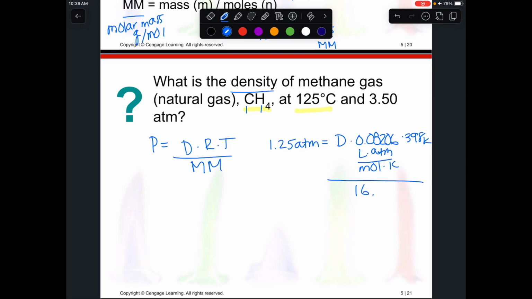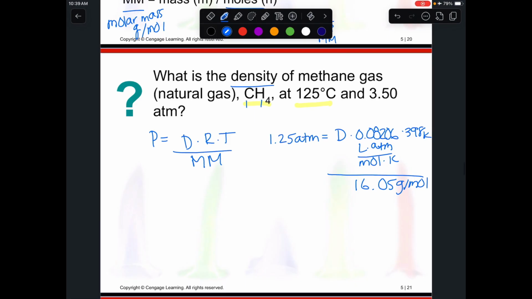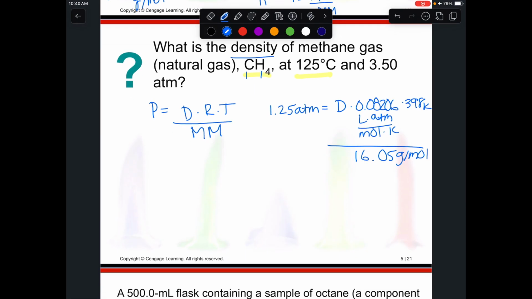And that gets me 16.05 grams per mole. All right, now I'm going to go ahead and solve this. So I am going to get that 16.05 out of the bottom. So multiply 1.25 times 16.05 and end up with 20.063 equals density times 0.08206.